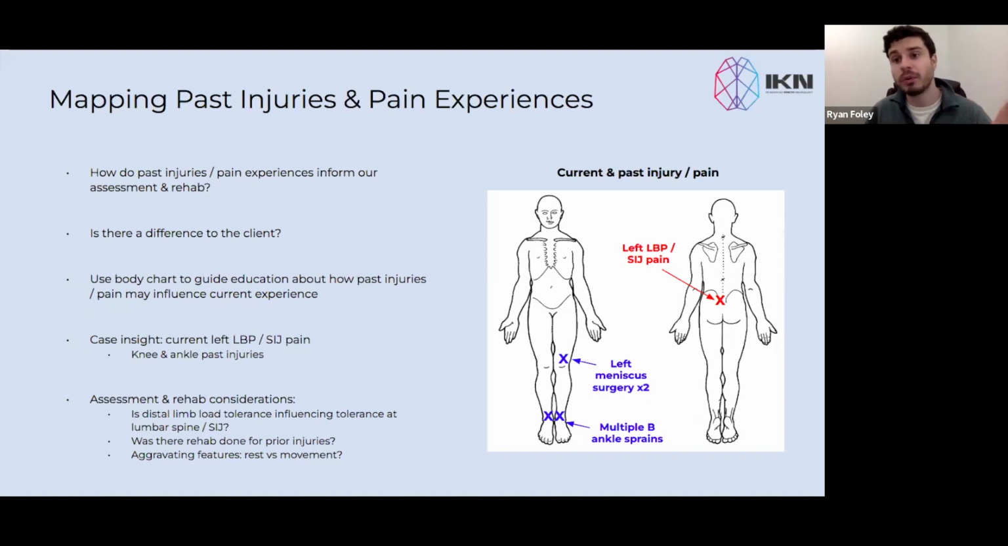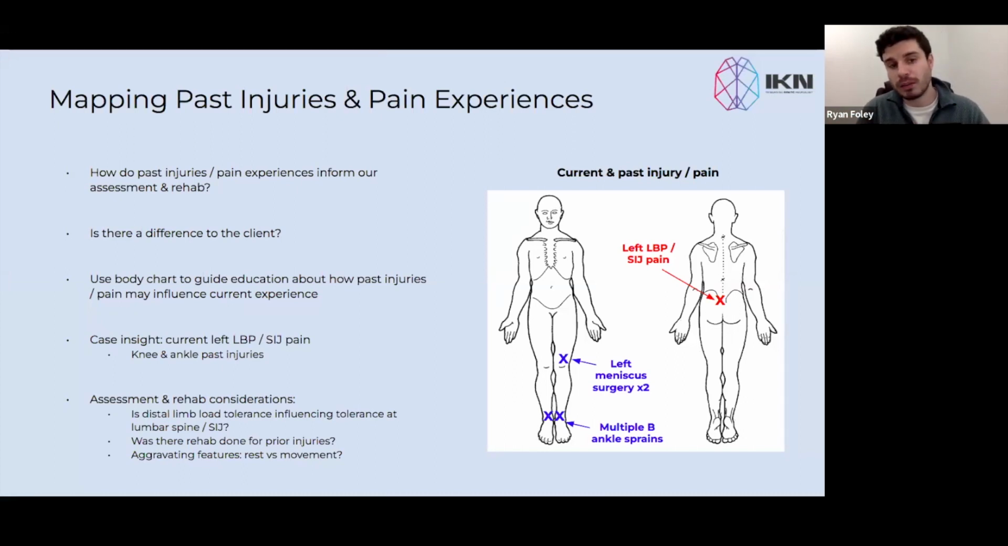And again, it's important to consider that past injuries and past pain experiences are only one source of this information. Okay, we can't rely on that information, because there will certainly be situations where you're asking a client about past injuries and previous pain experiences, and they don't have any relevant ones. And so you can't necessarily use that information as a component of your education through which you're trying to make sense of the individual's current symptoms.